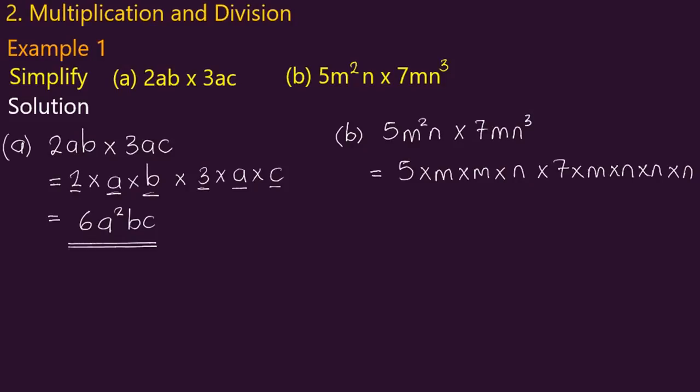So we can start with 5 multiplied by 7, which will give us 35, and we go on to the terms in m. For the terms in m we have 1, 2, 3 terms being multiplied by each other, so we have m cubed. And for terms in n we have 1, 2, 3, 4, so that's n to the power of 4. So our solution here will come out as 35m cubed n to the power of 4.